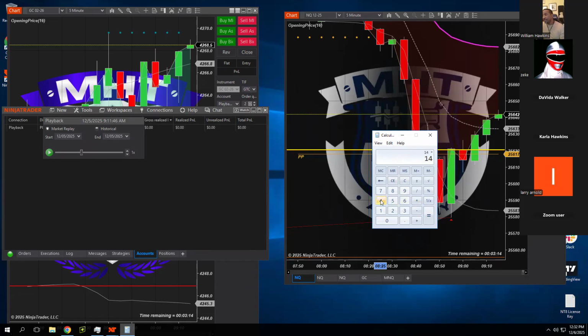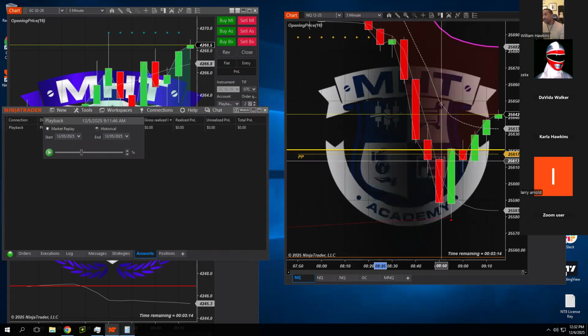All right, 14 points. And there's 4 ticks in every point. That's 56 ticks. Each tick is $5. So 56 times 5, that's 280 bucks. So because it closed below the level, when it came back up, you took a short, you made $280. That's good money.